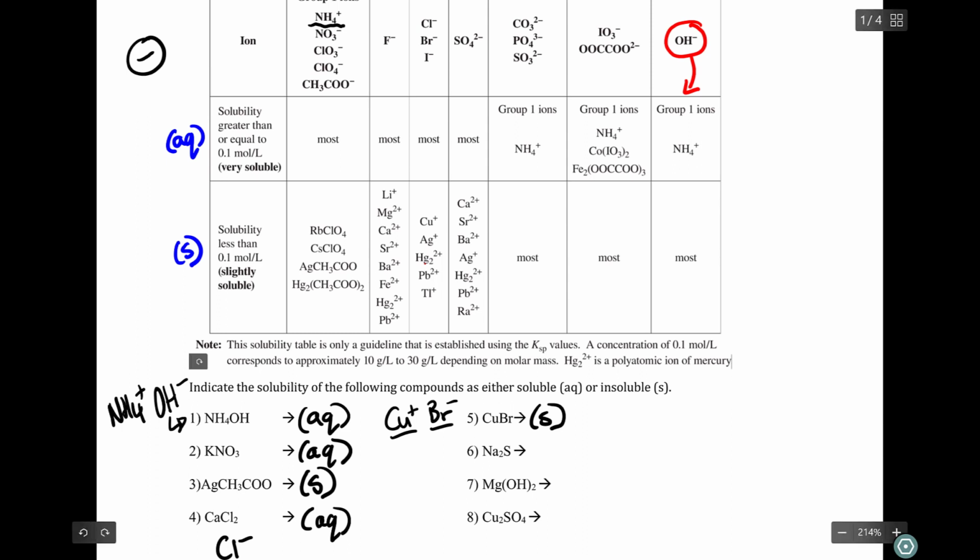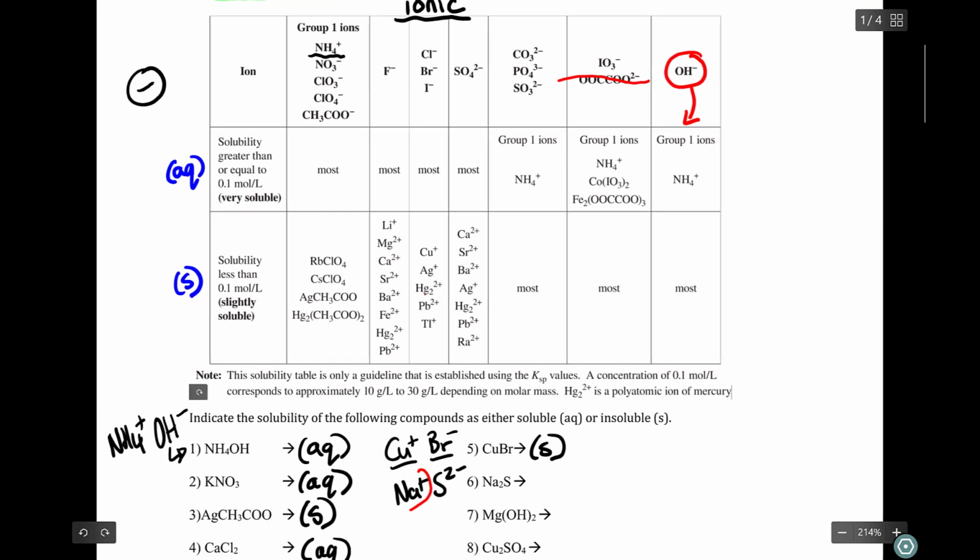Okay, number 6. A lot of times people find this one tricky. So I've got sodium ion, and I got sulfide ion. And so my immediate response is always to look for sulfide because it's a negative charge. And when I go across here, I don't find sulfide. So then I got to look for sodium.